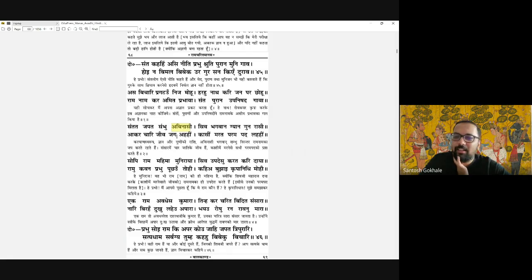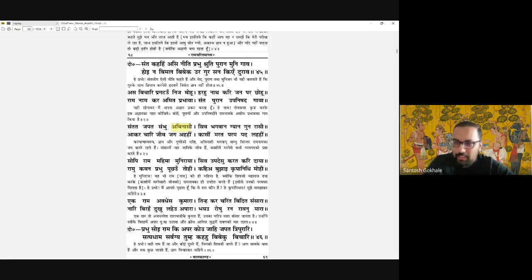Akara chari jiva jaga ahahi. There are jivas coming in 4 kinds: those coming out of the earth, those being born through sweat, those being born through the womb, and those being born in water. So there are 4 kinds of jivas, so many yonis. Akara chari jiva jaga ahahi, kasi marata parama padalahahi. But all of them, it is said, attain mukti if they die in Kashi. Why? Sopi Rama Mahima Muniraya. Because then the Ram Nam is whispered into the ear by none other than Shiva if people die in Kashi. So says the legend. So again, Ram is coming over here. Sopi Rama Mahima Muniraya, Shiva Upadesu Karata Karidaya.